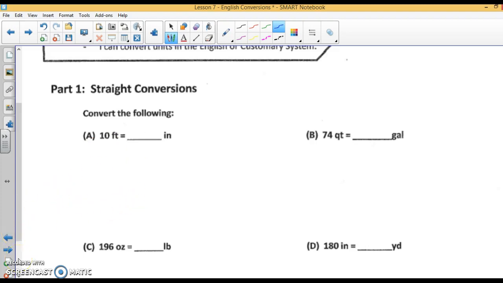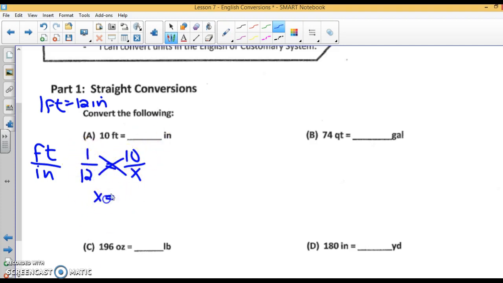I'm going to ask you to write a cheater fraction. What a cheater fraction is, the 2 units that we're dealing with, feet and inches. I wrote feet over inches. So, what's our conversion between feet and inches? Well, 1 foot is 12 inches. You're going to get that from your conversion sheet, unless you know it. So, 1 foot is 12 inches. And we've got 10 feet. We want to know how many inches. x. Cross multiply. 1 times x is x. 12 times 10 is 120. So, it's 120 inches.